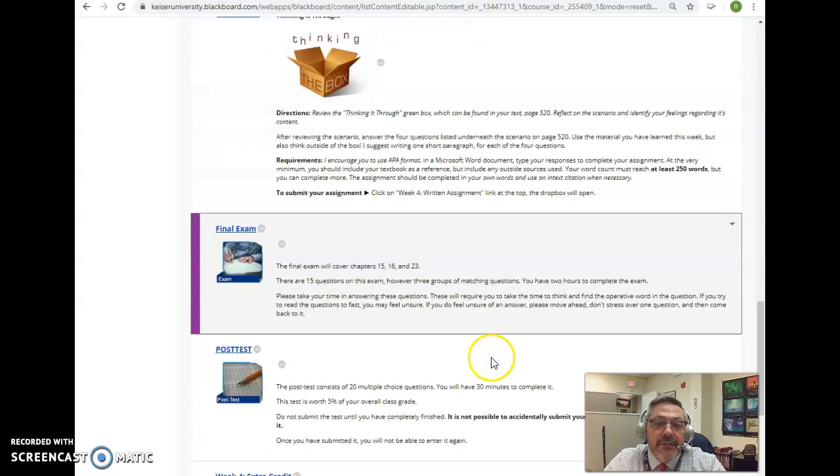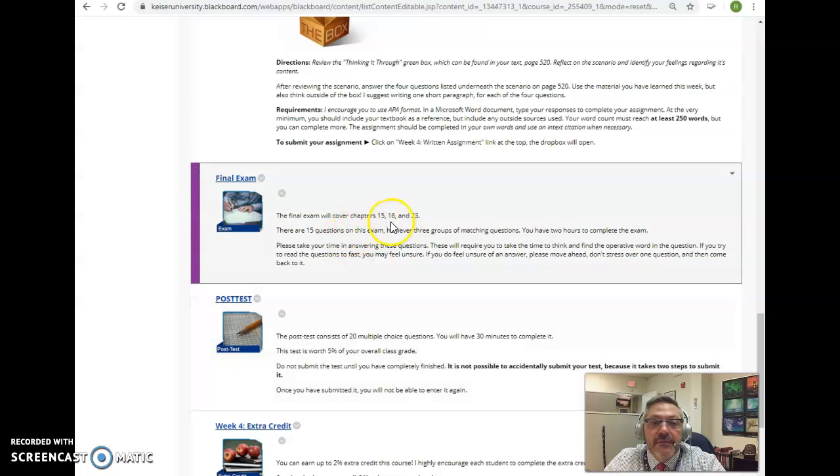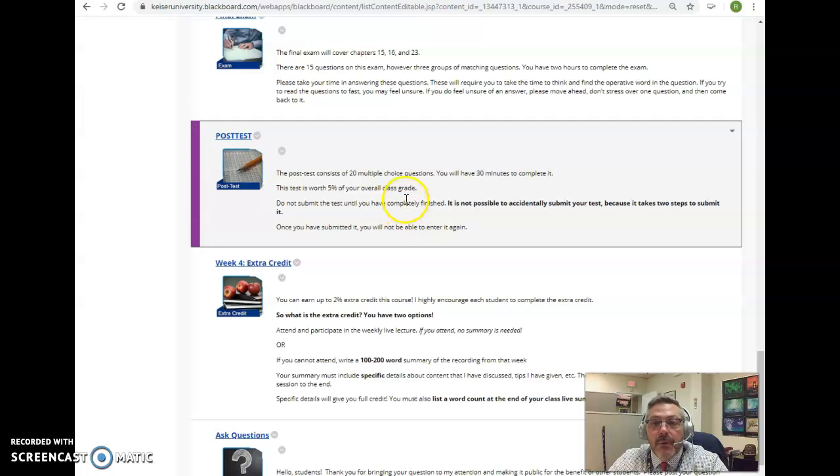Then you have your final exam, which will test chapters 15, 16, and 23. And then you have your post-test. Now, your post-test is a graded assignment. It's worth 5% of your grade. And what we do is we measure how you did on the pre-test and then what you've retained over the 4 weeks on the post-test. And it gives us an idea of where we need to work on with teaching and what you comprehended during the 4 weeks.